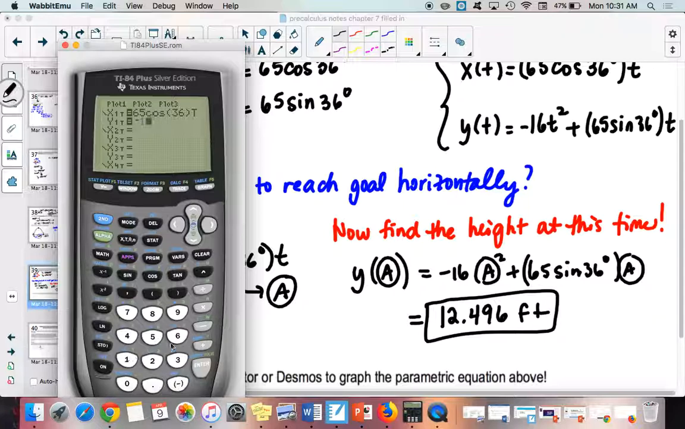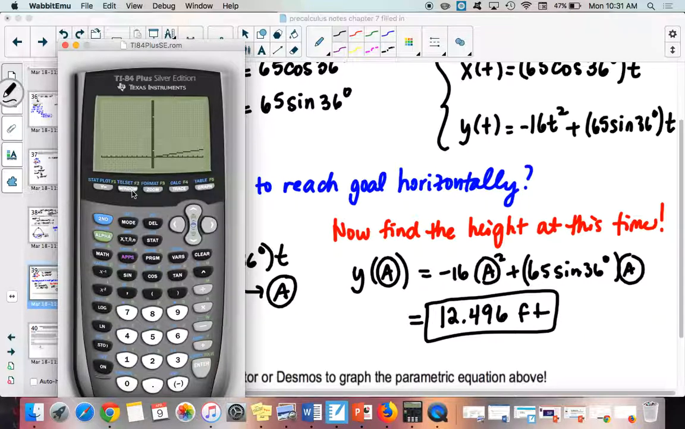And then the other one, negative 16 t squared plus 65 sine of 36 times t. And then there was no initial height, so you can leave that off. You don't have to do plus 0 or anything. And then we hit graph. And so we're seeing part of it, right? And remember, this is Bill hitting this football.